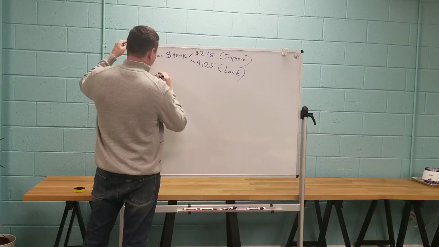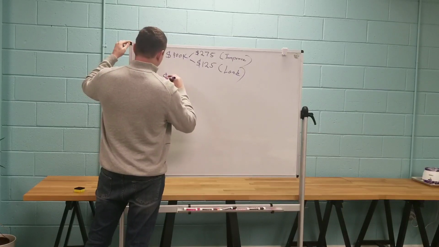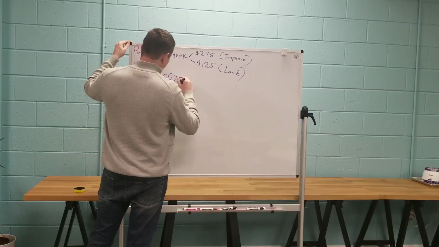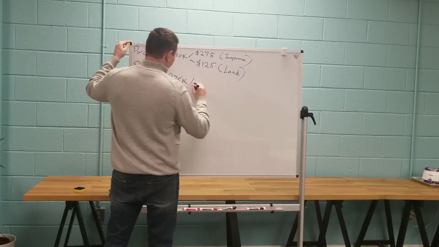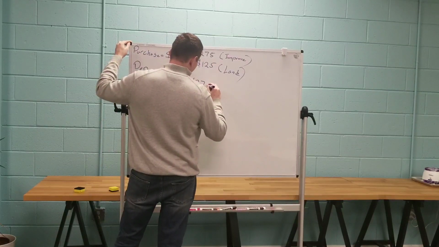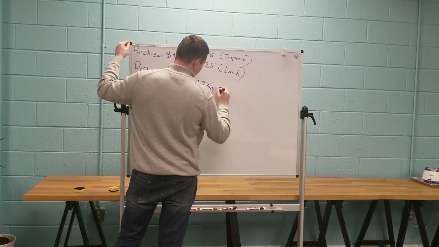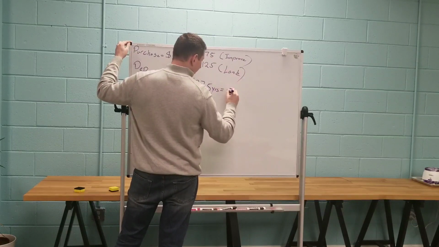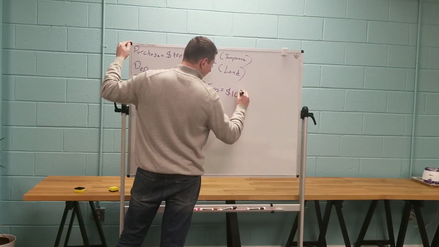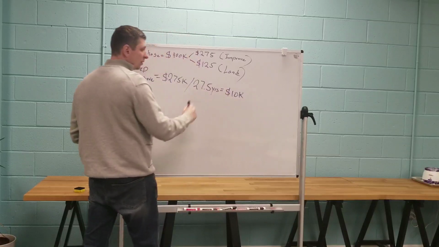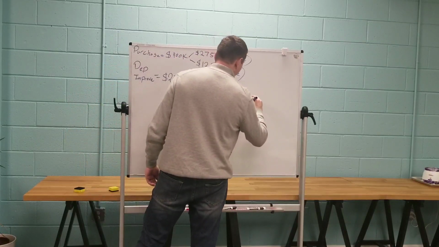All right. So 275,000 divided by 27.5 years. We're able to depreciate the purchase price at the rate of $10,000 per year. Per year.